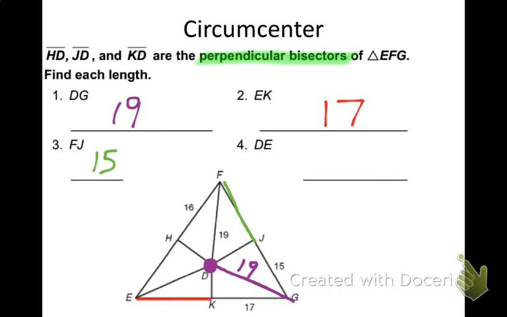And then the very last one, I have DE. So I want to find this segment right here. What does DE have to be? 19 is correct. Nice job. Again, circumcenter is going to be equal distance to all of those sides. Do you understand that? Excuse me, teachers and staff. All right. Next one here.